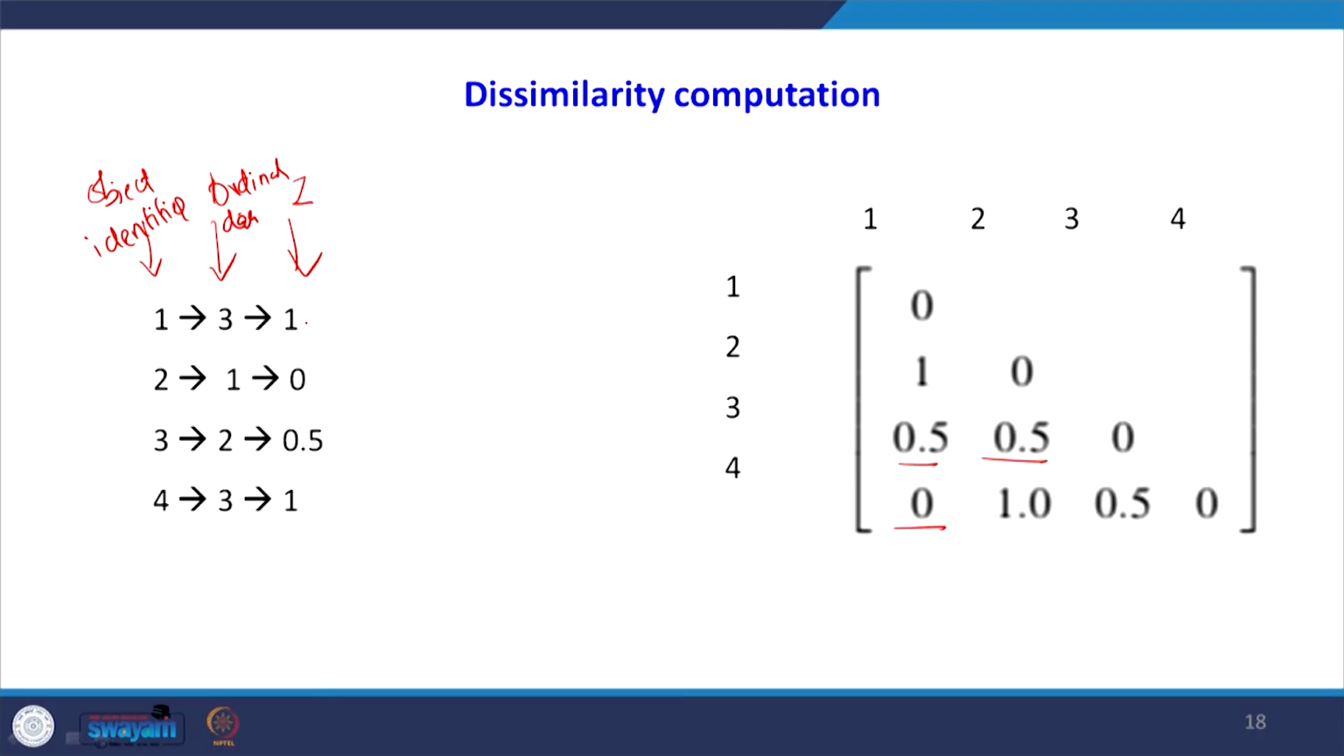Let us see how we got this 1. That is 4 to 2. So, 4 to 2 is the square root of 1, that value is 1. Then 4 to 3: 0.5 minus 1, squared, square root, that value is 0.5. So, this is the Euclidean distance. This is our standardized z value.